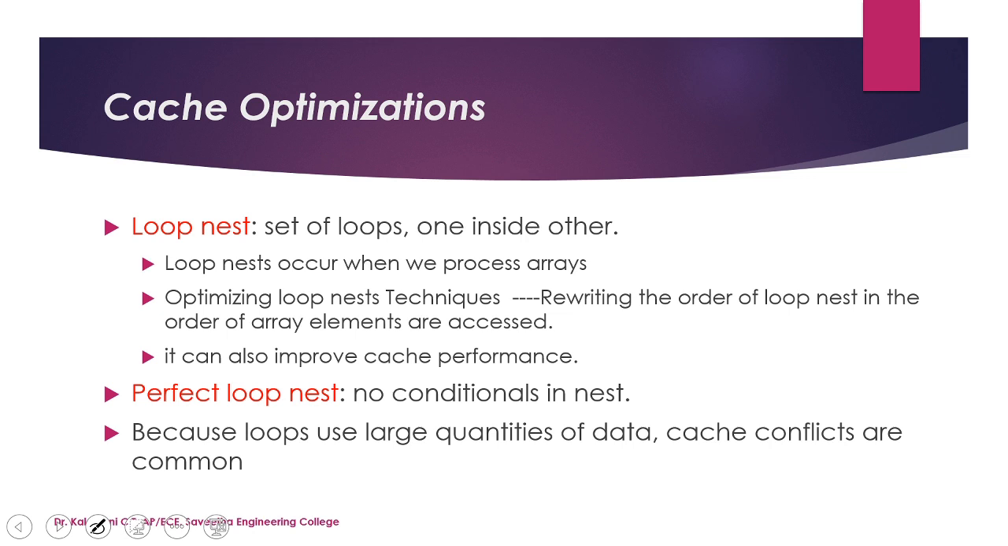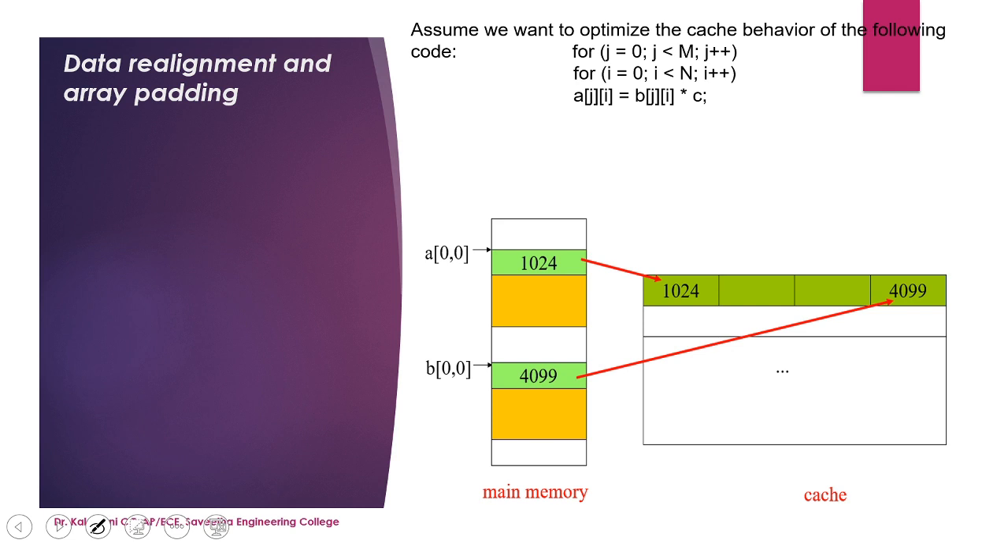conflict will be there in the execution of the loop. This we can see as an example: data realignment and array padding. I have given the same for loop, a nested for loop. Here, array A is equal to B into C, where C is a constant.